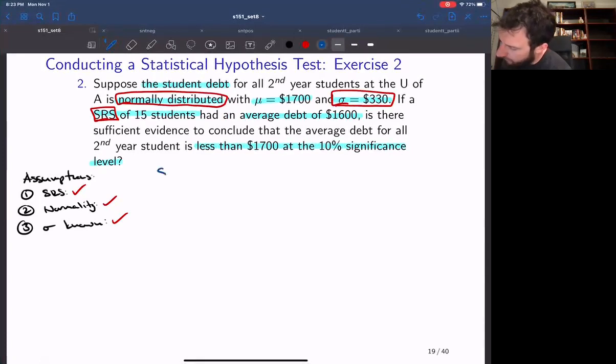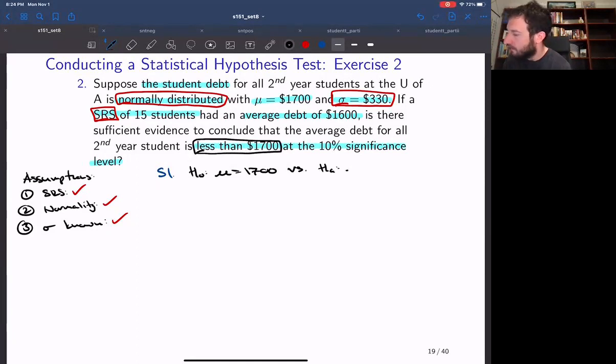Okay, on step 1, we're going to have H0: mu equals 1,700. Notice that I'm still using mu equals some number in my null. It doesn't matter what the alternative is. This is always going to be the null that we use. We're asked if student debt is less than 1,700, so we're going to have HA: mu less than 1,700. On step 2, we're going to declare our significance level. That's alpha equals 0.1 because we're told the significance level is 10%.